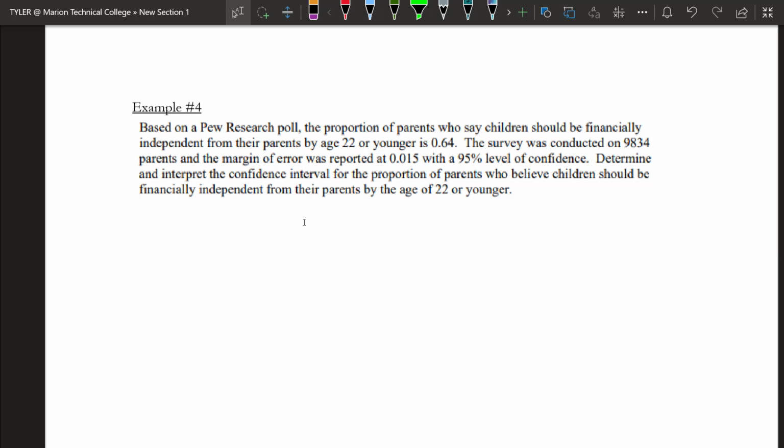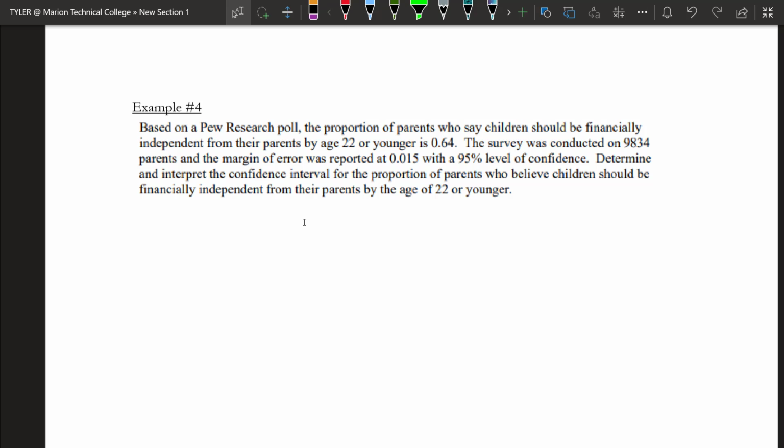So this one says, based on a Pew Research poll, the proportion of parents who say children should be financially independent from their parents by age 22 or younger is 0.64. The survey was conducted on 9,834 parents, and the margin of error was reported at 0.015 with a 95% level of confidence. Determine and interpret the confidence interval for the proportion of parents who believe children should be financially independent from their parents by the age of 22 or younger.